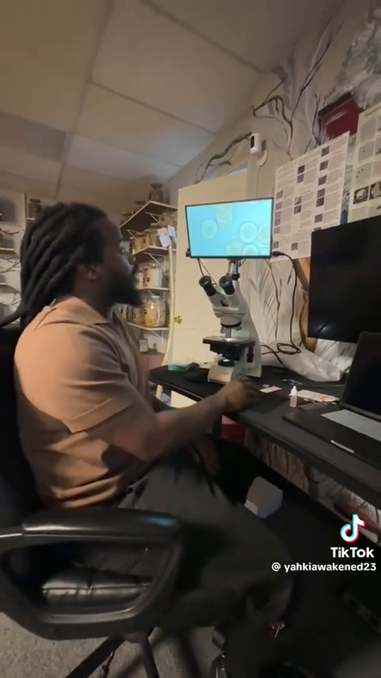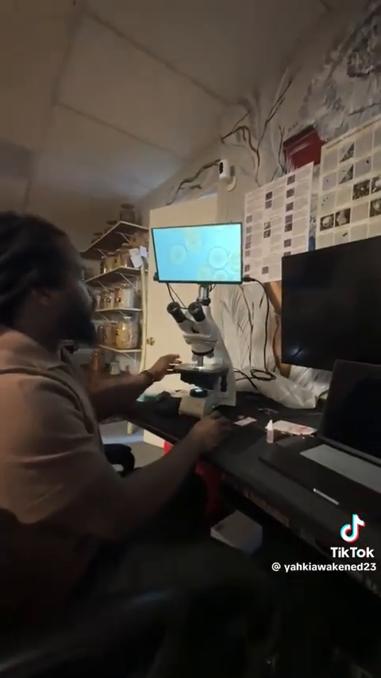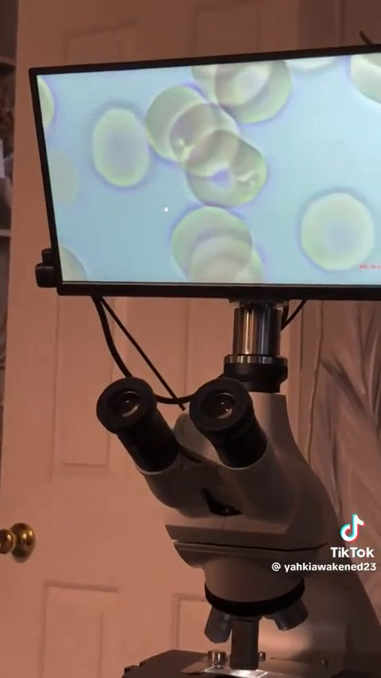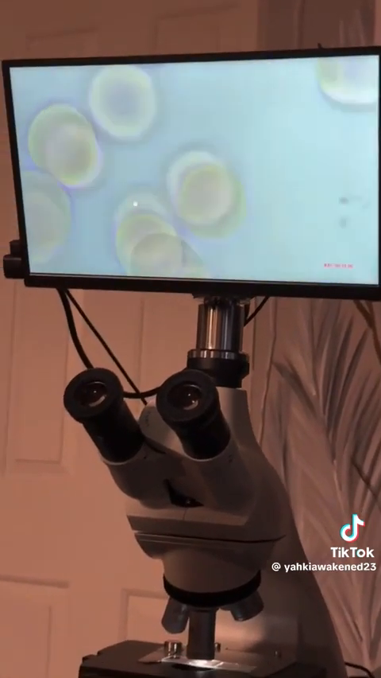Y'all can see they in the blood. They're in the blood. Y'all see them in the blood cell? In and out. Man, it's a bunch of them. Yeah, it's a whole bunch.